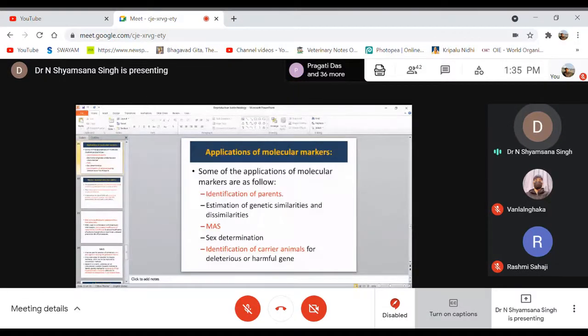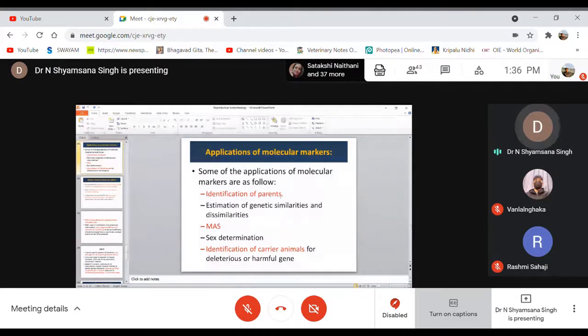Then, what are the applications of these molecular markers? Some of the applications are identification of parents. We can identify the parents. So, for example, if there is some disputed offspring, which one was the parent? We are unable to have the idea. Then by using the molecular marker, we can identify the actual parents of one individual.